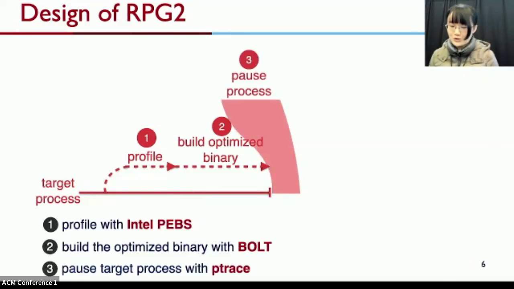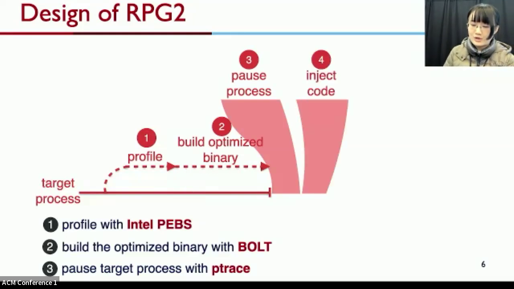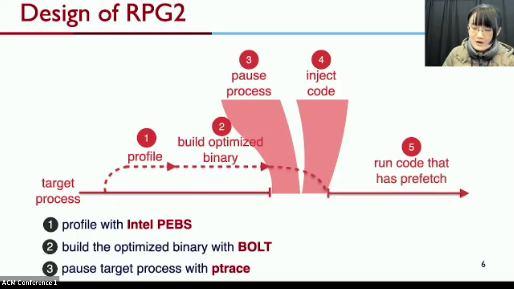After the optimized binary is built, RPG2 leverages the ptrace system call to pause the target process. Then RPG2 extracts the difference between the original binary and the optimized binary, which contains prefetch instructions, and injects this difference into the text section of the target process. After the injection is done, RPG2 leverages ptrace again to resume the target process. At this point, the program runs with the code that contains prefetch instructions.